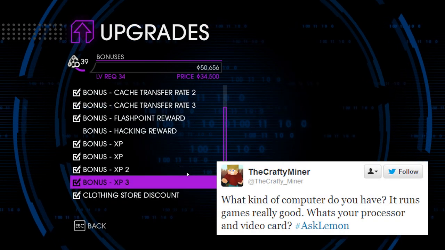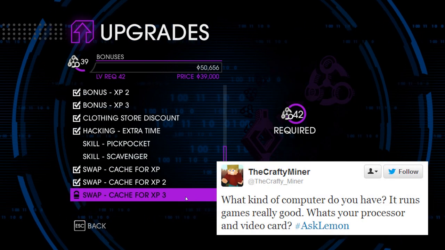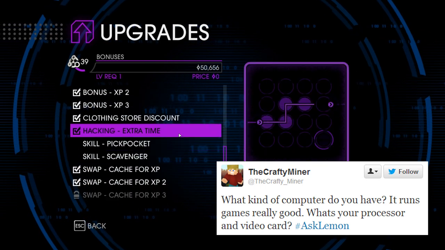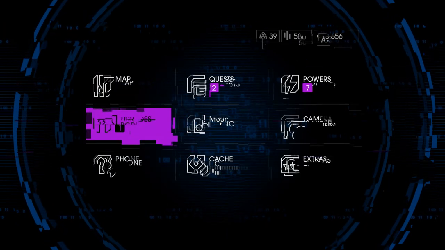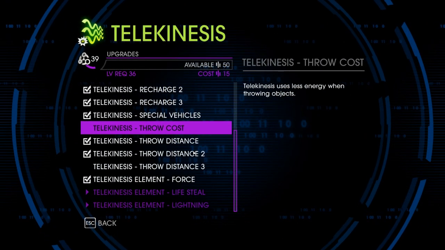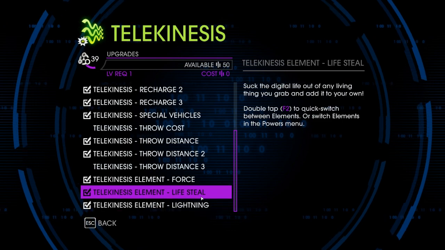The Crafting Miner asks, what kind of computer do you have? It runs games really good. What's your processor and video card? I've had this computer for about a year now. It's been doing greatly. I think I had some problems in the beginning with the fan because it was placed wrong. But yeah, it's going well.